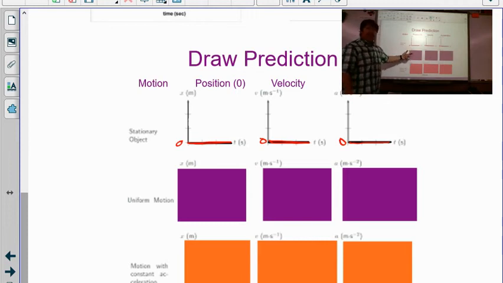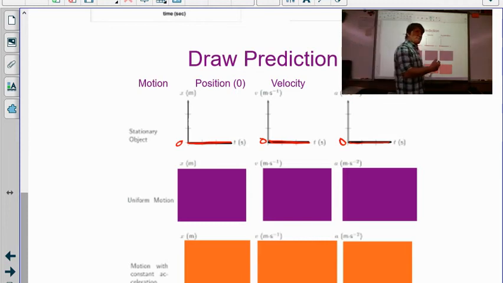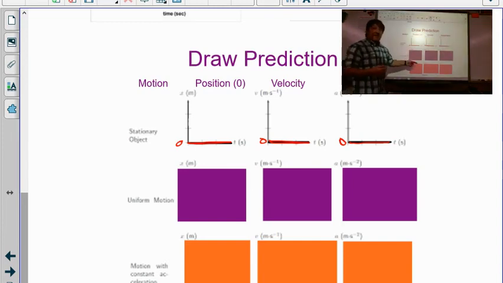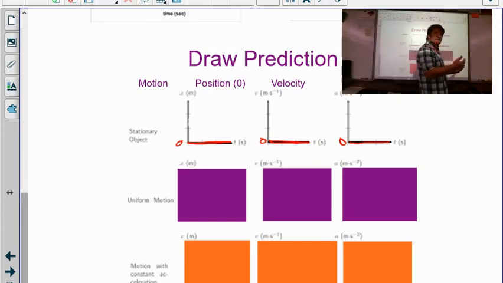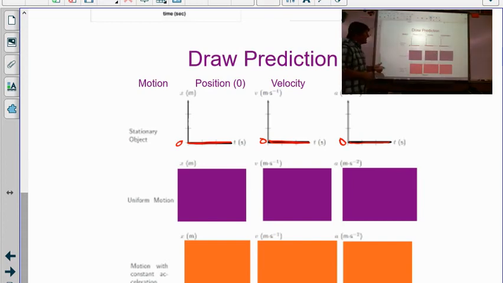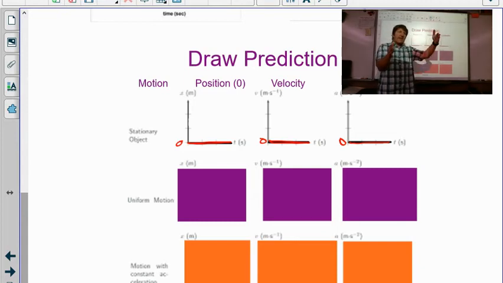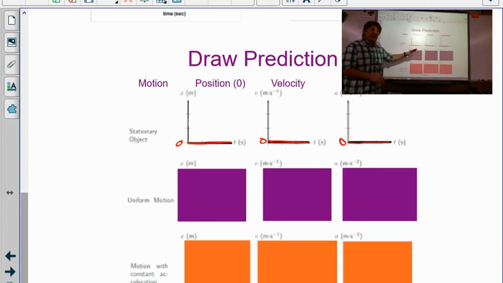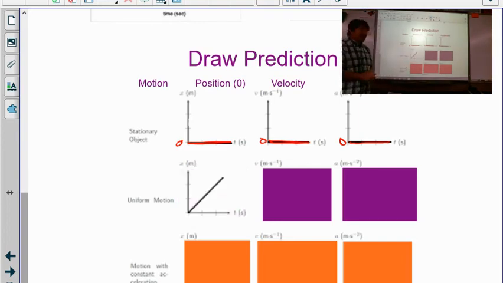But if something is moving in uniform motion, so if something is moving at a constant velocity, its position does change, right? If I'm walking at a constant rate, my position changes. And so to show that, it changes the same amount each unit of time. So it goes, say, 1 second, 5 meters, 2 seconds, 10 meters, 3 seconds, 15 meters. And you are going to get a constant line that looks like that.